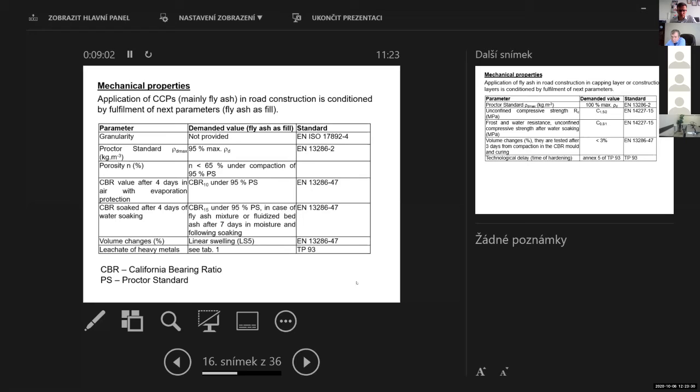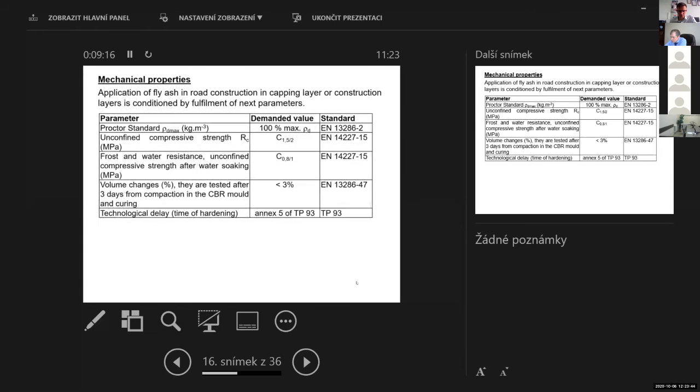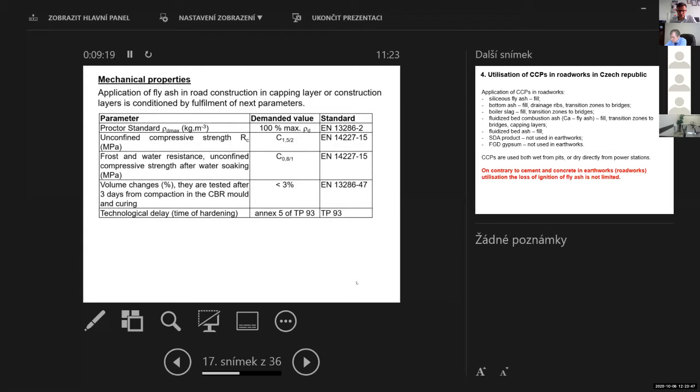And necessary, there are values of linear swelling set according to the standard for CBR testing, and the maximum value should be not higher than 5%. When fly ash is used in a capping layer, usually in combination with lime, then the parameters of unconfined compressive strength and frost and water resistance are analyzed, and also volume changes. In that case, it's also necessary to analyze the technological delay, therefore also the time of hardening.